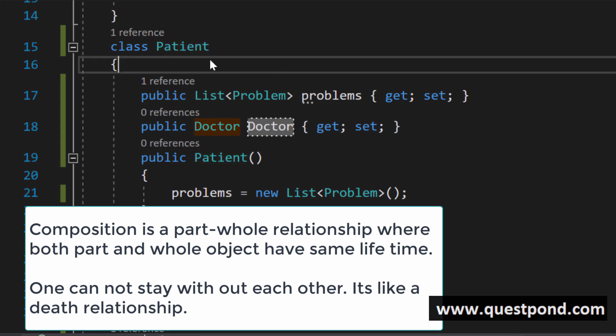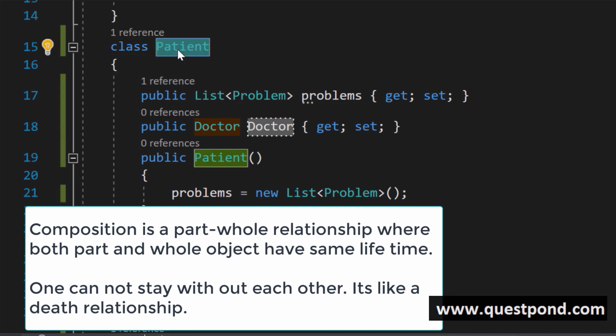What does that mean? When you talk about the patient, if you say someone is a patient, he should have problems. You can't say that he is a patient without a problem, isn't it? He's no more a patient then. And when you talk about a problem, then it should have an associated patient with that, right?